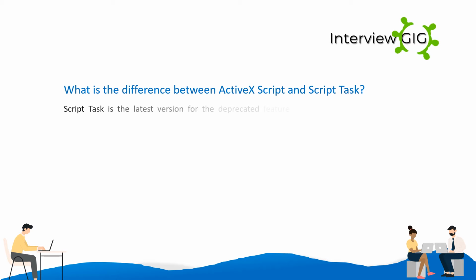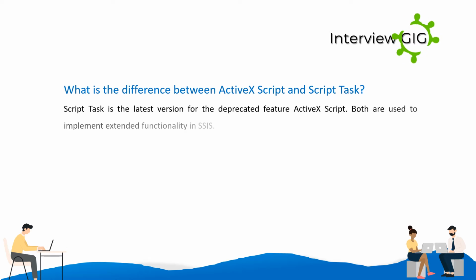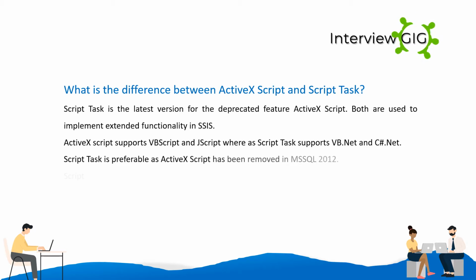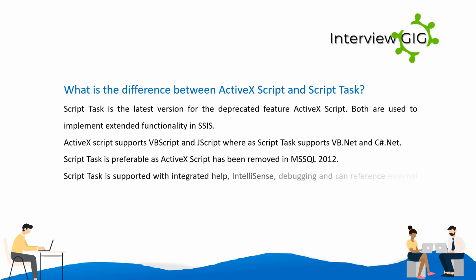What is the difference between ActiveX script and script task? Script task is the latest version for the deprecated feature ActiveX script. Both are used to implement extended functionality in SSIS. ActiveX script supports VBScript and JScript, whereas script task supports VB.NET and C#.NET. Script task is preferable as ActiveX script has been removed in SQL Server 2012. Script task is supported with integrated help, IntelliSense, debugging, and can reference external .NET assemblies.